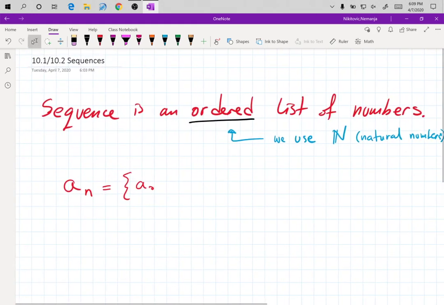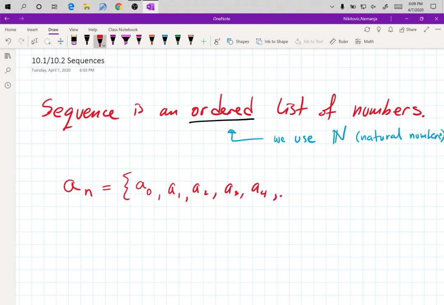a_0, which is the first term, a_1, a_2, a_3, a_4, going on forever. This, and this is also important, can be finite or infinite. So it will depend on the situation.